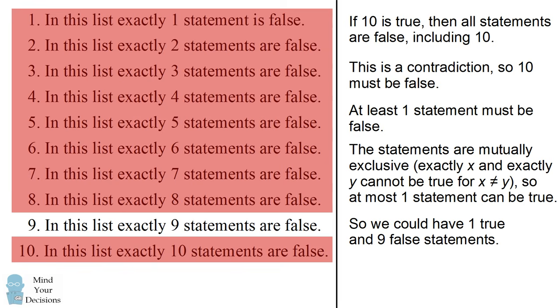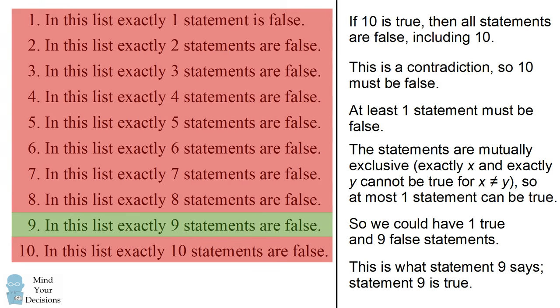If statements 1 through 8 and 10 are false and statement 9 is true, that actually works out logically. So that's our answer. Statement 9 is true and statements 1 through 8 and statement 10 are false. We have 9 false statements and 1 true statement.